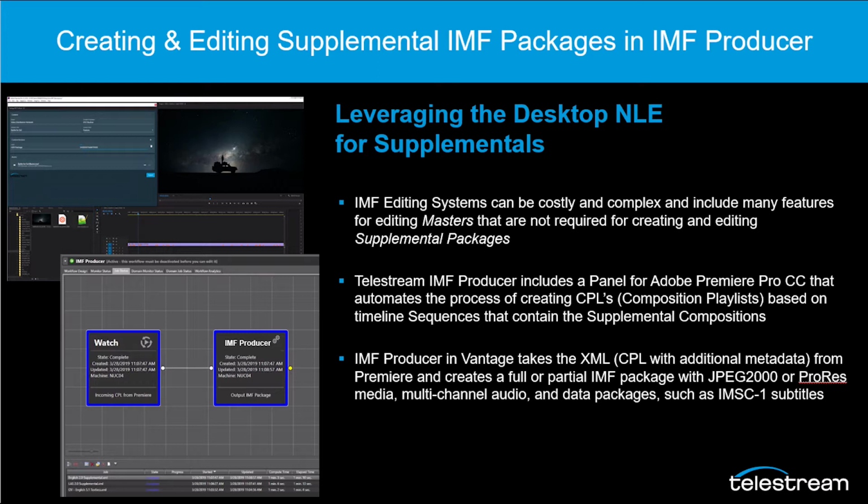Vantage provides an automated system for converting the XML Premiere output into Photon-compatible IMF packages. The IMF Producer Panel in Premiere outputs a CPL with additional metadata that is processed by Vantage to create a full or partial IMF package with JPEG 2000 or ProRes media, multi-channel audio, and data packages like IMSC1 subtitles. Let's jump into Premiere and show how this works.